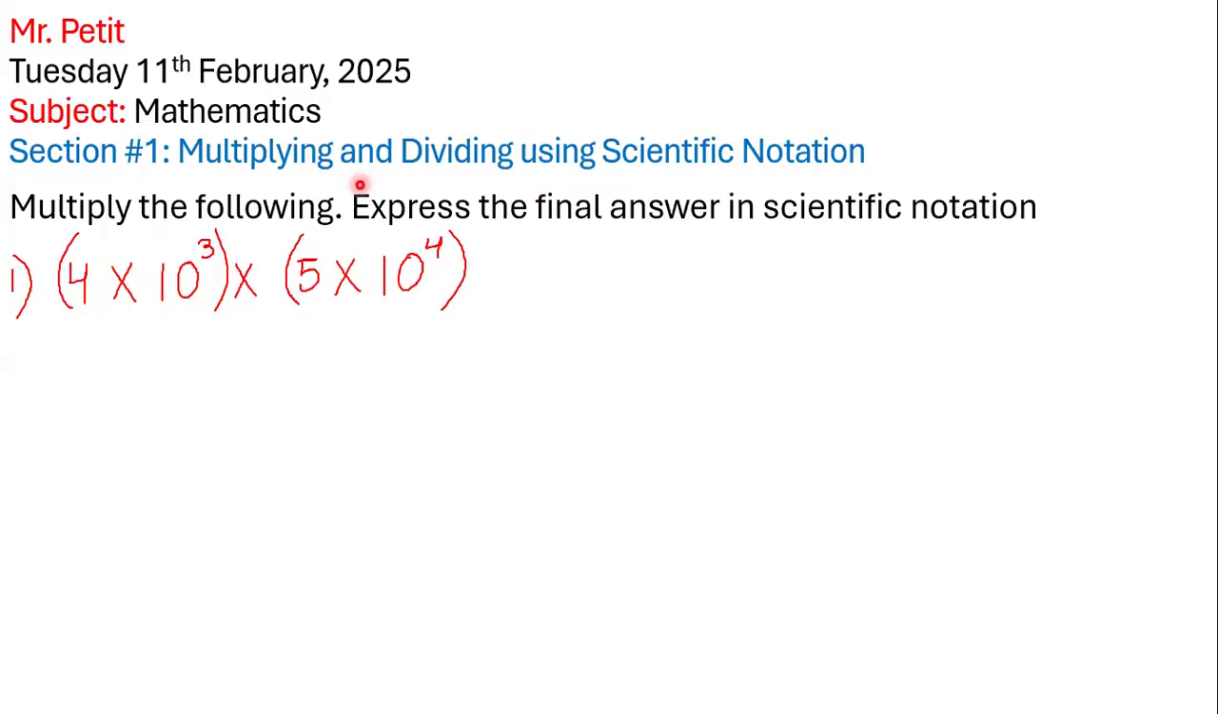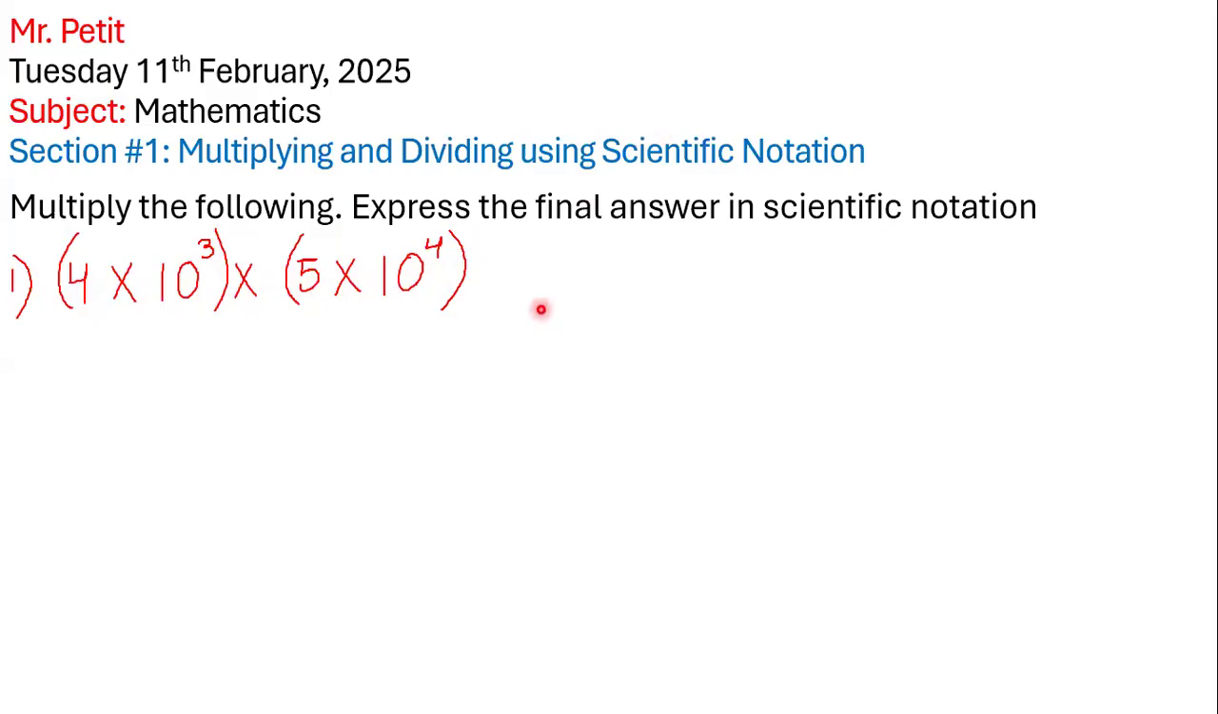All right, so they are already in scientific notation because 4 is between 1 and 10. Same thing with 5. 5 is between 1 and 10, and then the base is 10, 10 raised to the power of 3. Same thing we had, the base is 10, 10 raised to the power of 4. So we have 4 times 10 to the third power multiplied by 5 times 10 to the fourth. Any ideas how we're gonna multiply these? I think I have an idea.